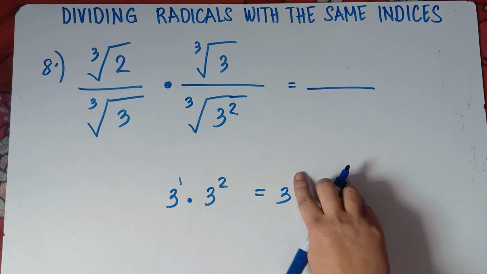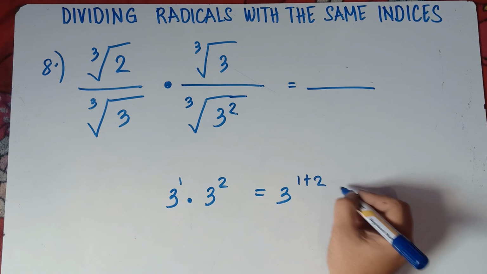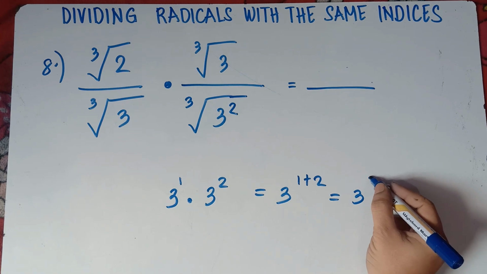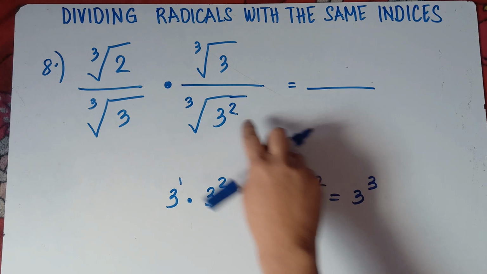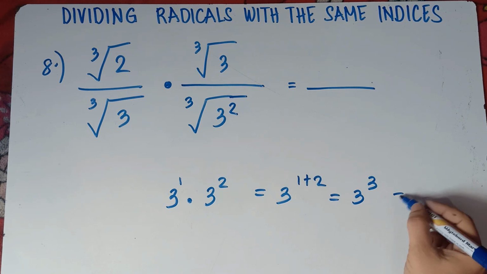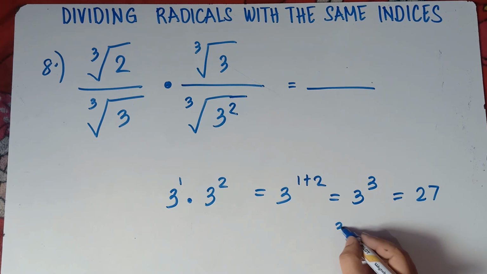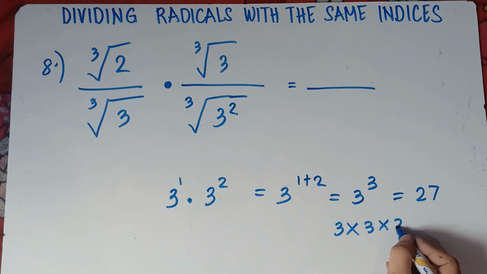Understood that there's 1 here. That will be 1 plus 2, and this will be 3 raised to the power of 3. And 3 raised to the power of 3, this will be 27 because this is 3 times 3 times 3. And we have the cube root of 27.